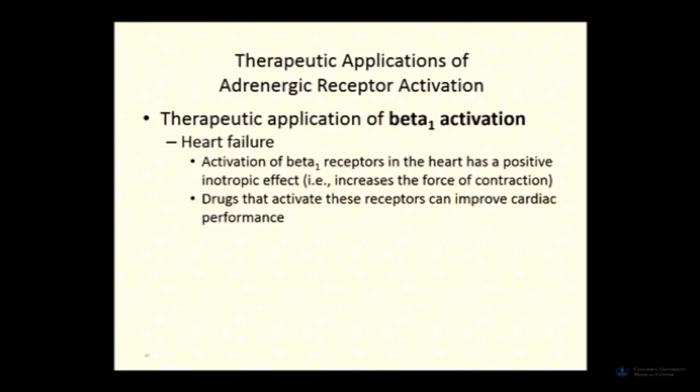Another therapeutic application of beta 1 activation is heart failure. Activation of beta 1 receptors in the heart is what we call a positive inotrope, which means it enhances force of contractility, which helps improve cardiac performance. Okay. Now, using a beta 1 agonist in a patient with heart failure, only some patients with heart failure are going to be well enough to get a beta 1 agonist. Okay? And then some patients with heart failure are actually going to get beta blockers, beta 1 receptor blockers.